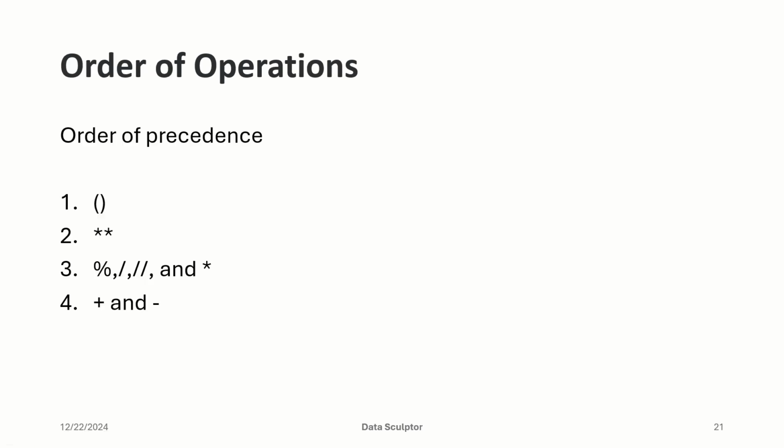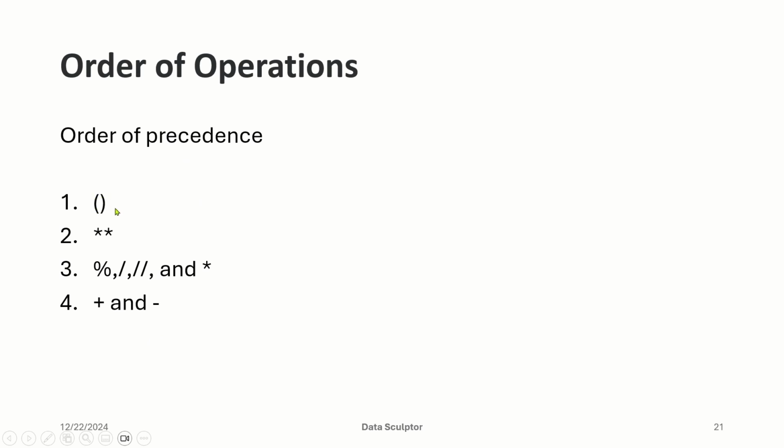So next is the order of operations. As you all know, we have this BODMAS rule, which you have read in your childhood: brackets, order, division, multiplication, addition, subtraction. Similarly, you have that similar thing here. So this is the order of precedence.